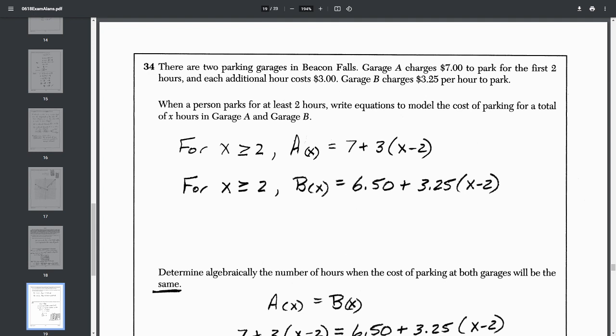So the first parking garage charges $7 to park for the first 2 hours, and then each additional hour costs $3. So he started with the $7 for the first 2 hours, and then it's $3 for every hour beyond hour 2. So you don't want to just make this x because they already paid for the first 2 hours. So that's why they're taking 2 away from the number of hours, because we already paid for the first 2 hours right here in the 7. Same with this one, it's x minus 2, because we don't want to charge them $3.25 for every hour, just every hour after the first 2.